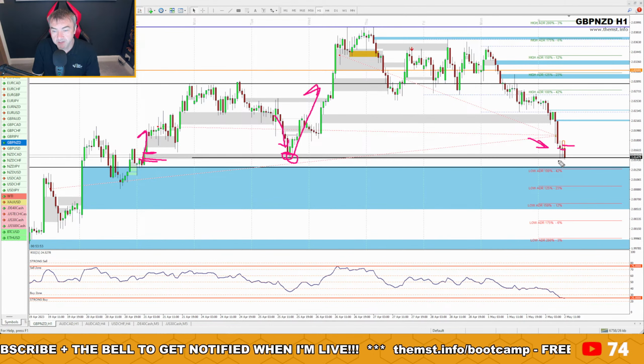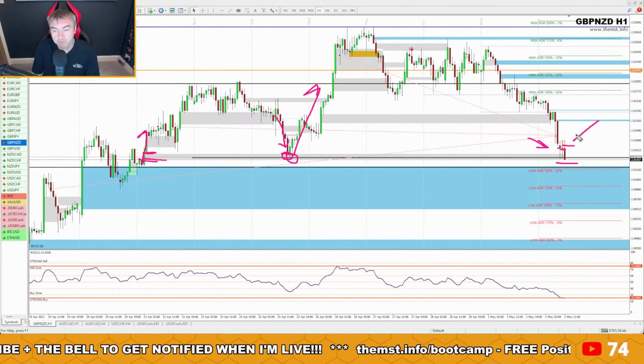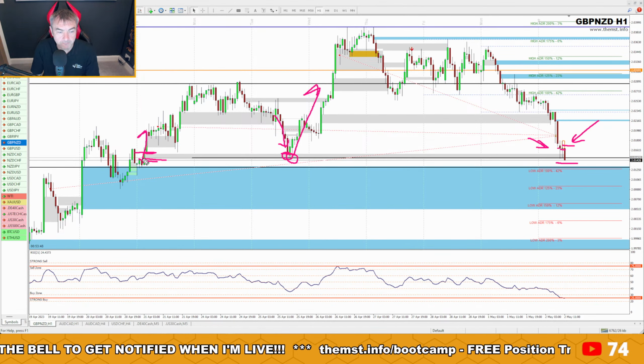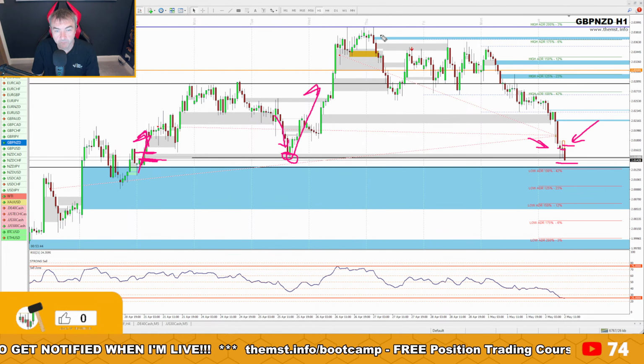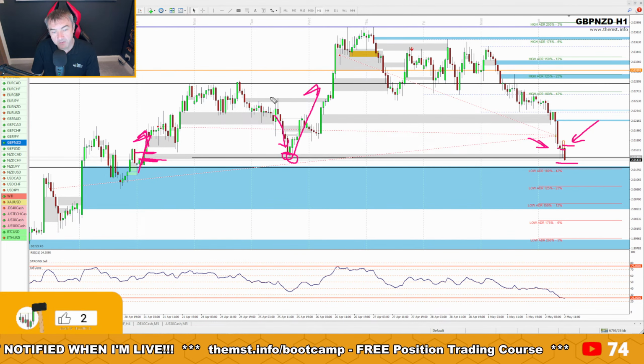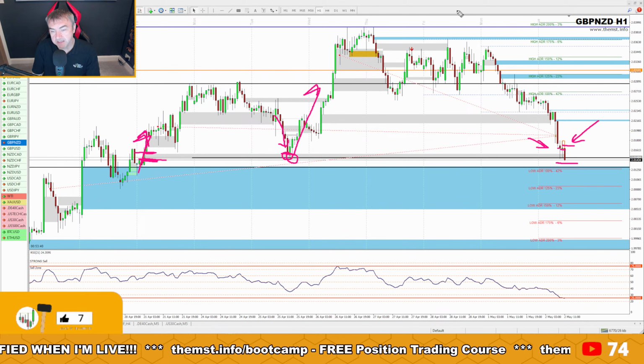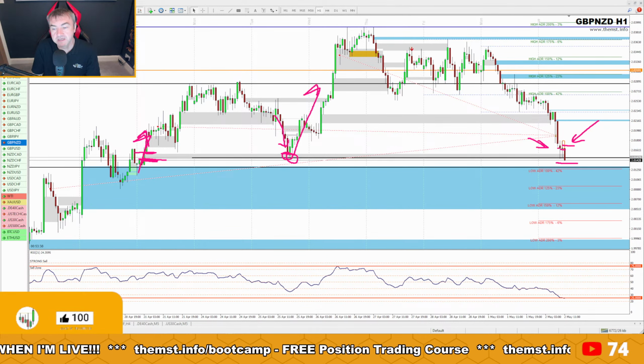Is it going to work? No idea. But that is Confluence. We've got a previous propulsion move that started a buy for what? 1, 2, 3, 4, 5 days roughly. We tested that level, rejected it. We've just tested it twice and rejected it.